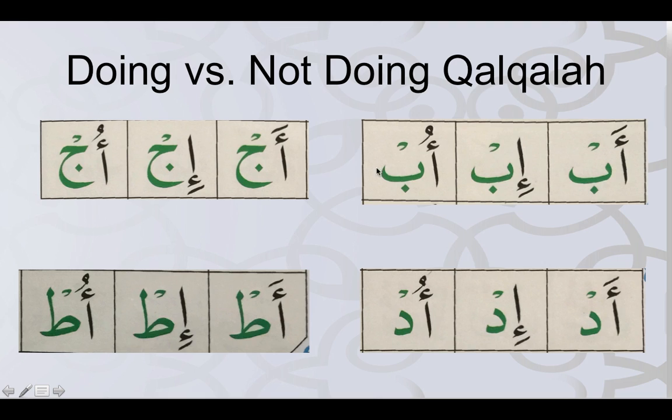So first we'll do these three correctly, then we will do these three incorrectly, and I want you to hear the difference. Correctly first. Hamza fatha ba sukun ab. Hamza kasra ba sukun ib. Ab ib. Hamza dhamma ba sukun ub. Ab ib ub.